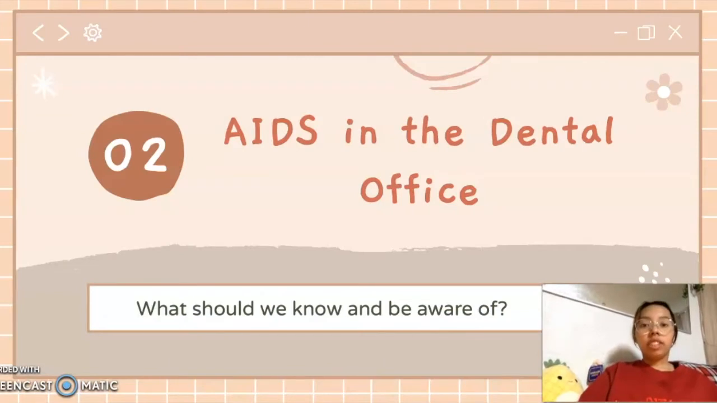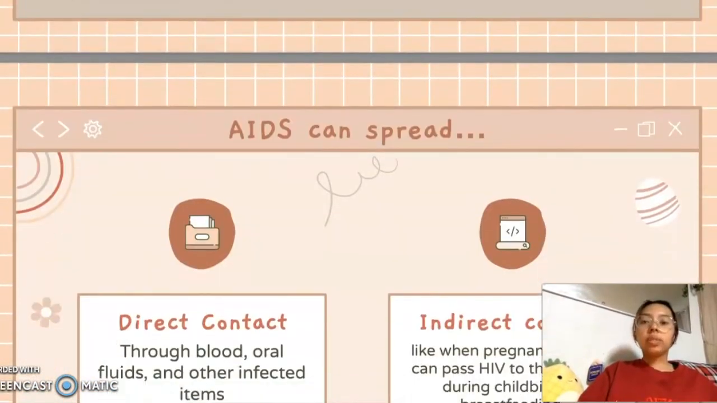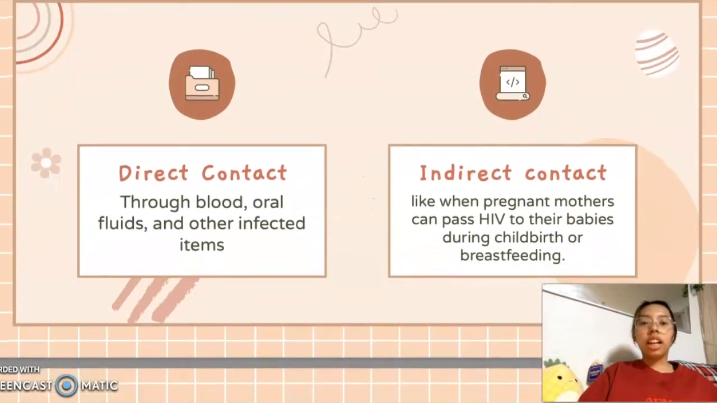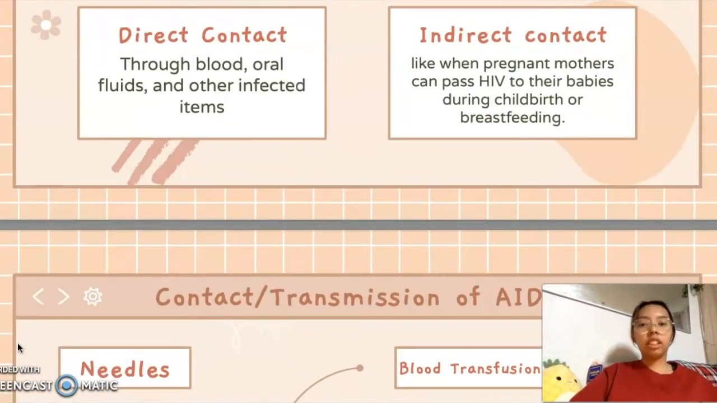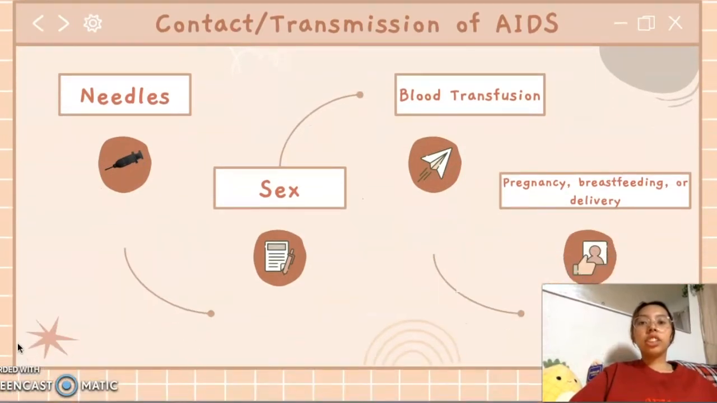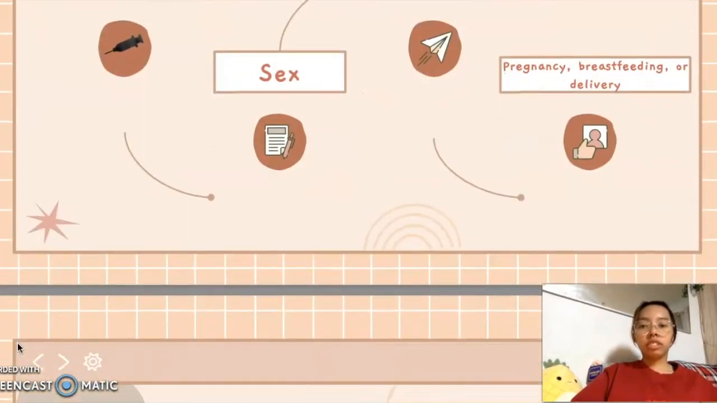AIDS in the dental office. What should we know and be aware of? AIDS can spread through direct contact and indirect contact. Direct contact is through blood, oral fluids, and other infected items, and indirect contact is when pregnant mothers can pass HIV to their babies during childbirth or breastfeeding. The transmission of AIDS includes needles, sex, blood transfusion, pregnancy, breastfeeding, or delivery.